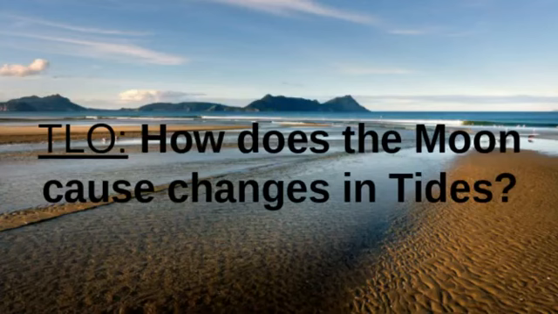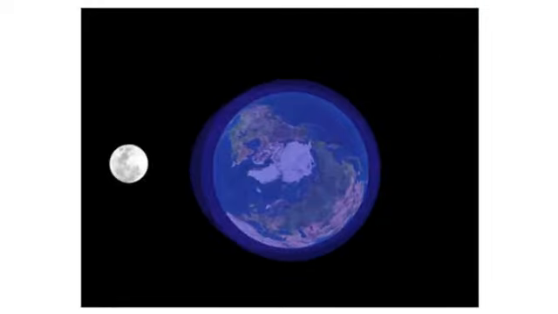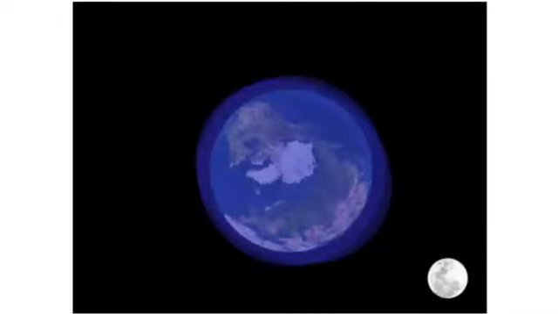The first target learning objective for this lesson is how does the moon cause changes in tides? So if we were to look at Earth with no moon, notice that there is an equal amount of water throughout the globe. Now when we have the moon, notice now that there is a bulge, okay? So again, this is Earth with no moon, and then this is Earth with the moon.